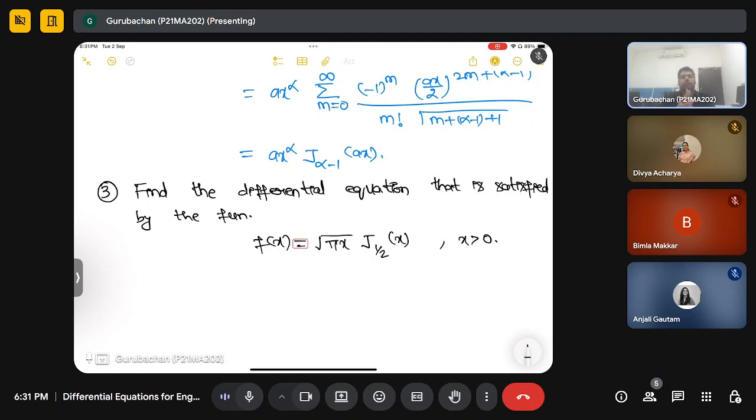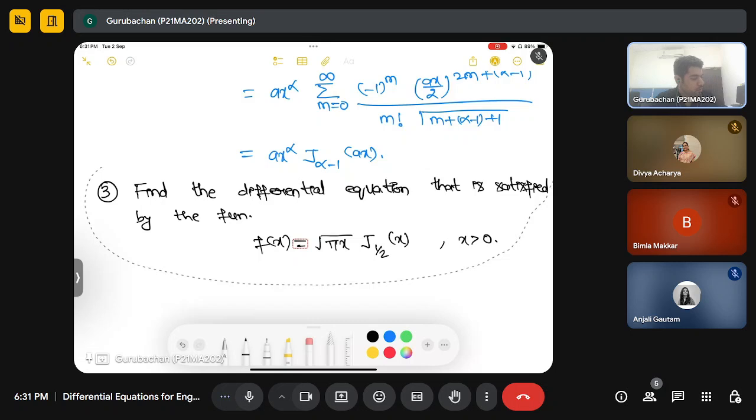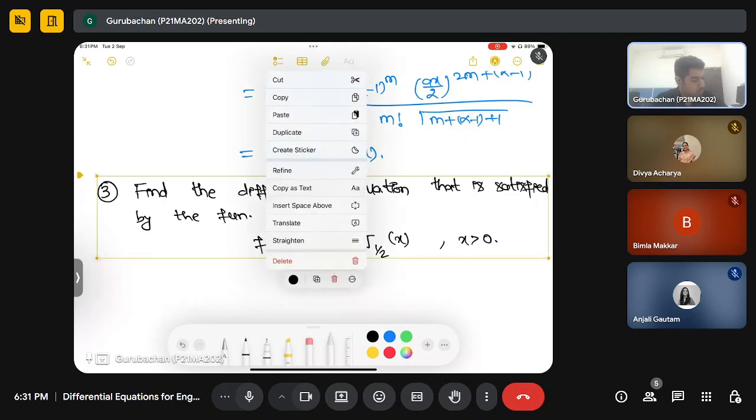So we know that the Bessel function, with the help of this J half x, is going to be satisfied. So we want to follow that approach. So try this one. Okay, before that let me tell you another approach to the above question. So let me remove this one first. What can be the other approach?